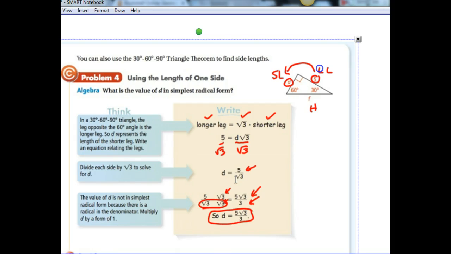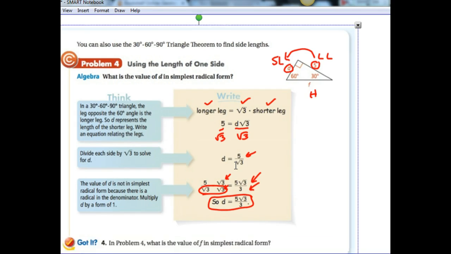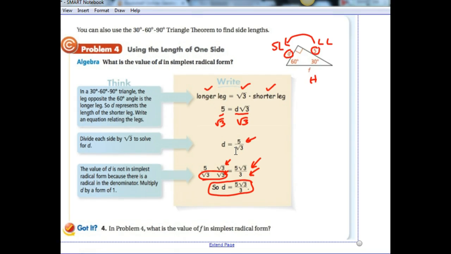Right? Now, if we look at the got it section, it says in problem 4, let's find the value of F. Well, the relationship between the short leg and the hypotenuse is that you have to double or multiply the short leg by 2 to get to the hypotenuse.